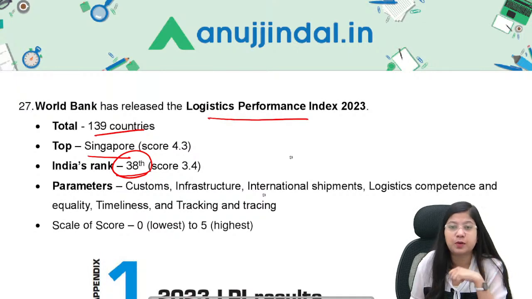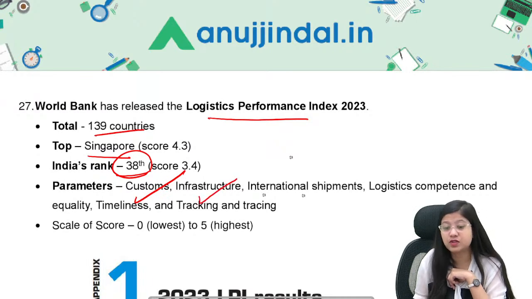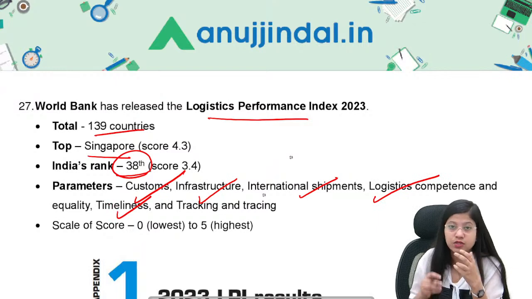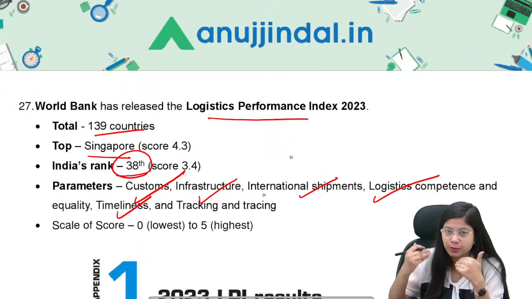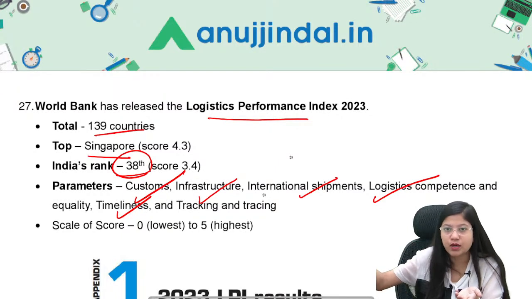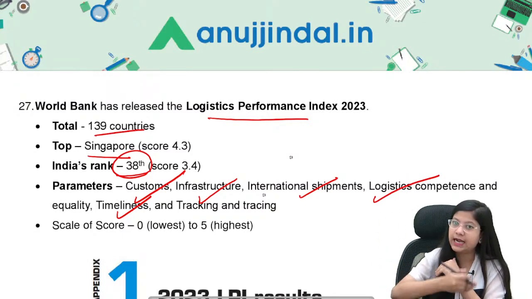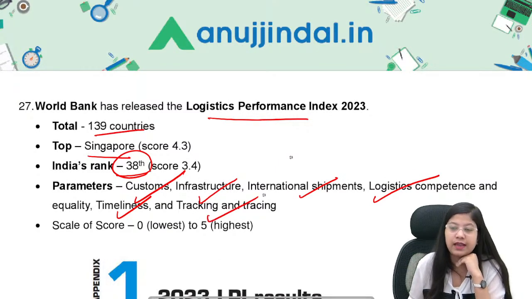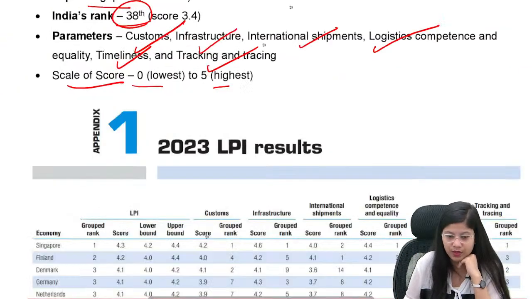Now, what does the Logistics Performance Index assess? It would assess the customs, the infrastructure, international shipments, logistics competence, and timeliness, because in trade, in logistics, timeliness is very, very important. Okay, if you are not able to deliver the product, the raw material on time, the production will get delayed, the market access of that product will get delayed, and everything will be in delay and lead to losses. Then we have tracking and tracing. The scale of score is 0 to 5, okay, where 0 denotes lowest, 5 denotes the highest score.